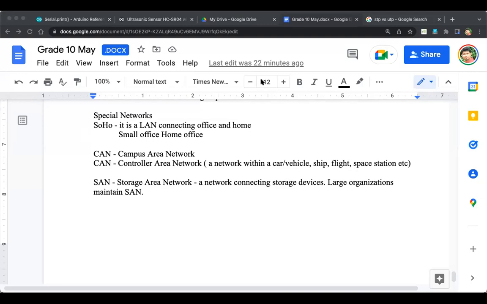It is linear, one-to-one, face-to-face. So even satellite communication happens like that, straight from the dish to the satellite, and from the satellite to this dish.